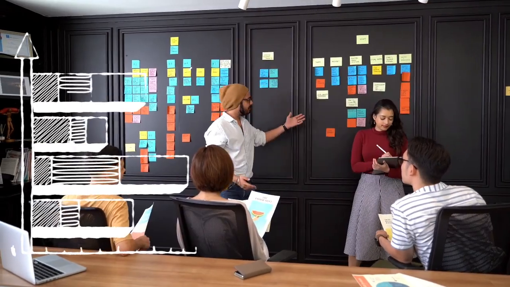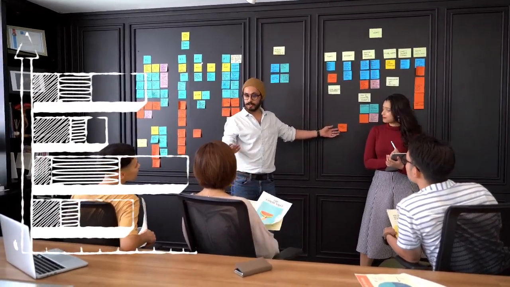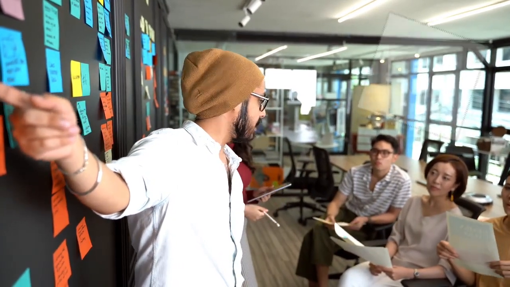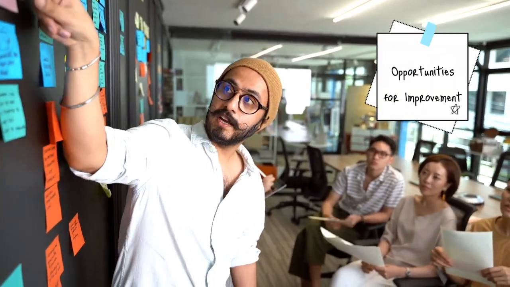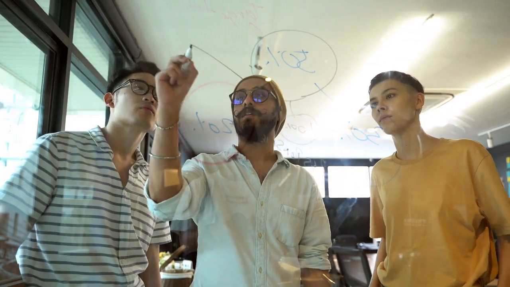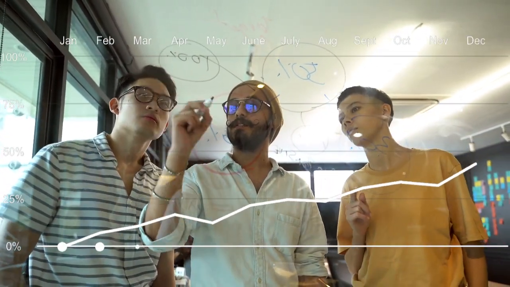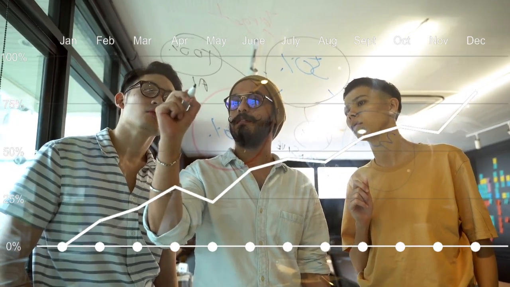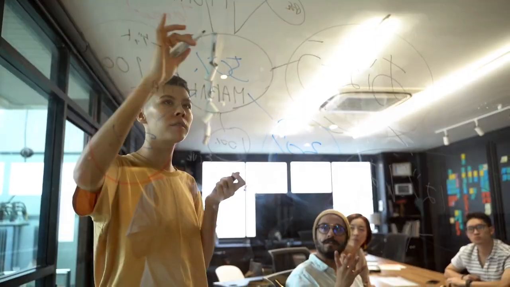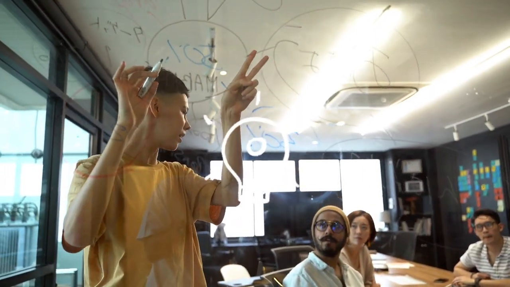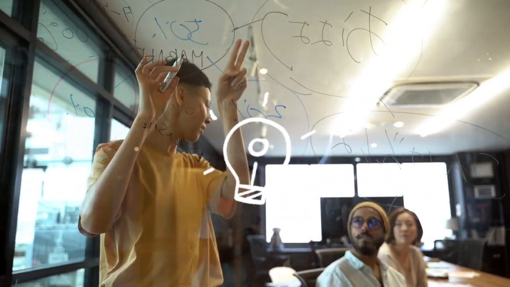RCA also encourages a proactive mindset. Instead of treating problems as isolated incidents, it encourages you to view them as opportunities for improvement. By focusing on the root cause, you can identify patterns, trends, and systemic issues that may be impacting your organization or personal life. This proactive approach allows you to address the underlying causes and create lasting solutions.